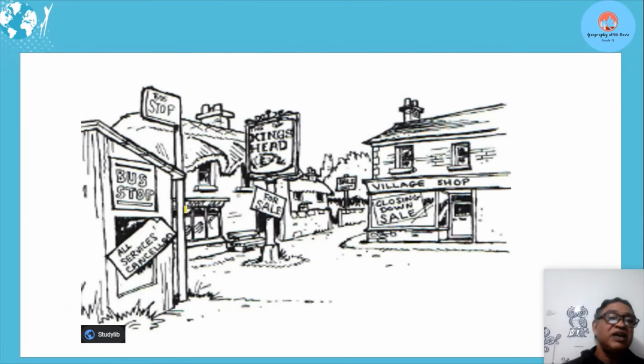All right. I just put in this cartoon, okay, to show you this. Okay, and what do we look at here? So what's happening? This town has become like a ghost town. There's nothing happening. Can you see village shop closing down, for sale? People are selling their property. All services cancelled. Even at the bus stop, people are not traveling because it's become a ghost town. All right. Consequences, a nice sketch. Remember, you can get sketches in exams also, which you must use.